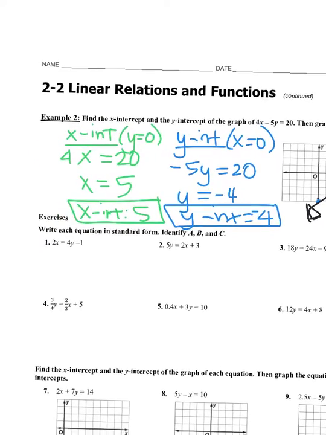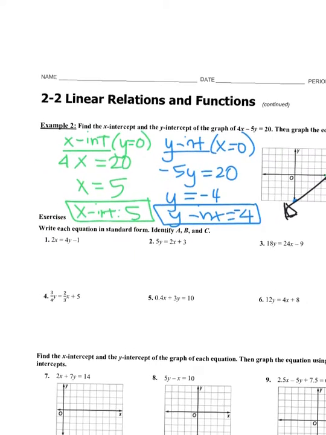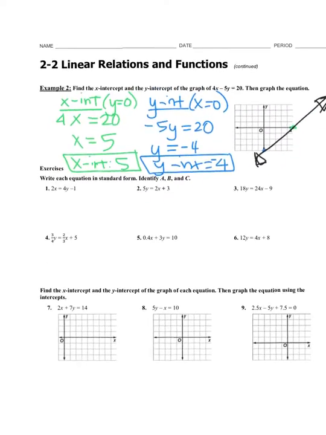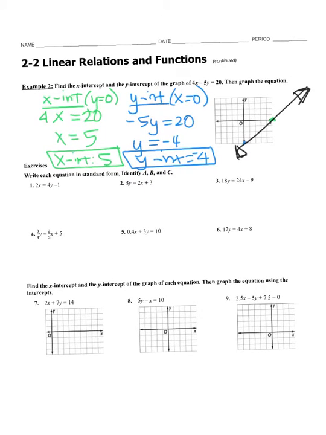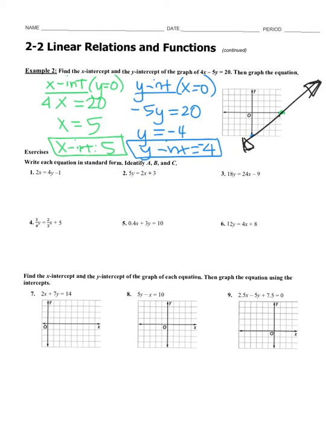Okay. Now go ahead and try these exercises. Finish off the rest of this page, numbers 1 through 9, and pause this video. And once you are ready to check your answers, go ahead and unpause to check your answers.